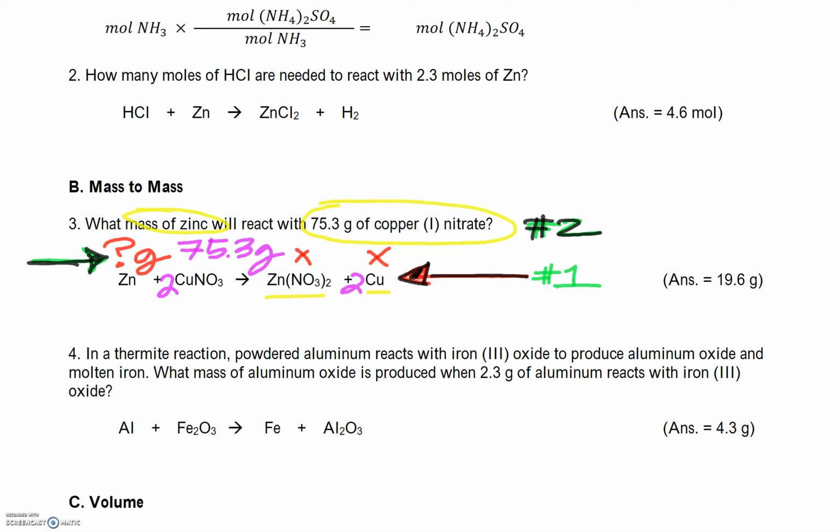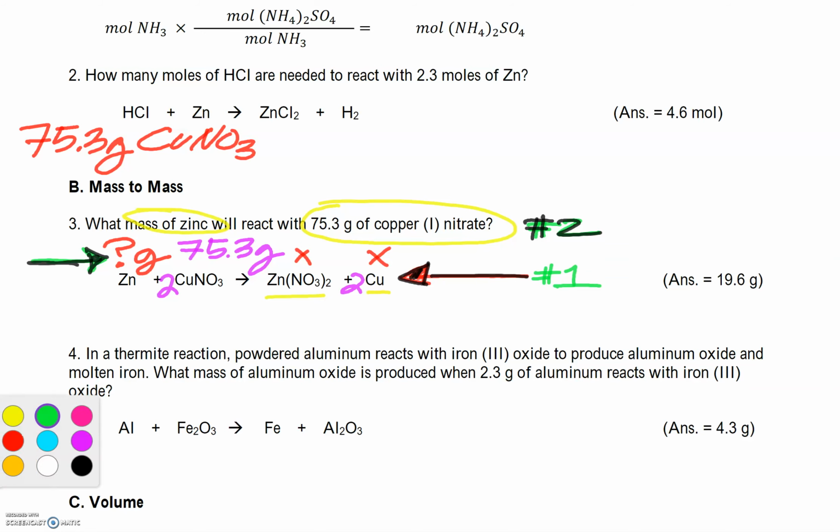So I'm going to write 75.3 grams. That is specifically copper nitrate. So that's going to be CuNO3. Very important to have a unit and a chemical. All right, now we're going to do a conversion factor. Times and a line. So we're going to do times and a line. There we go. There is the first conversion factor.